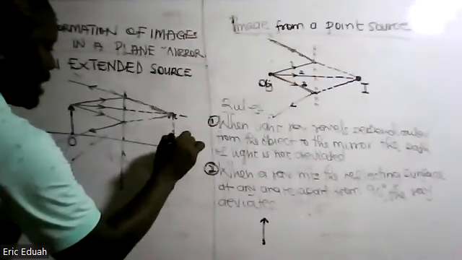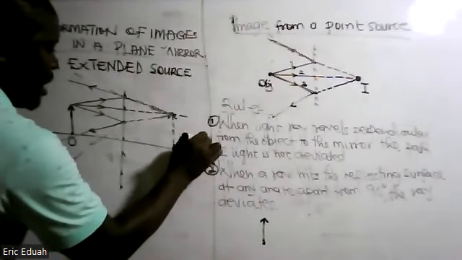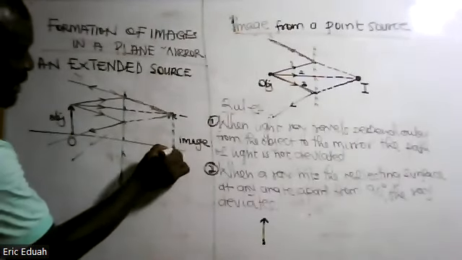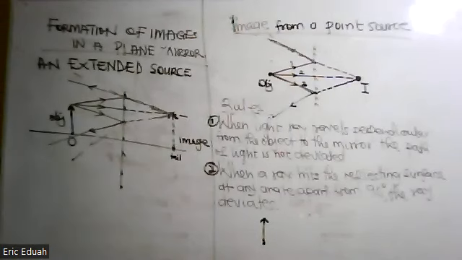And so this becomes the image of this extended object with the tail and then the head. Please, are we fine?